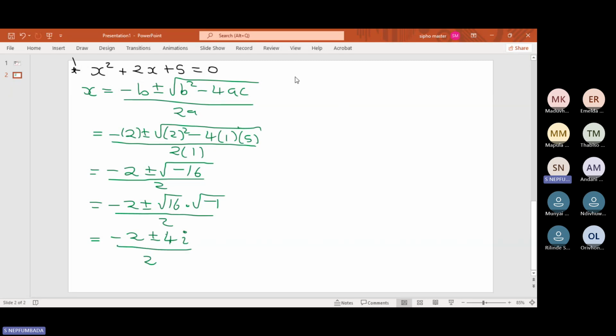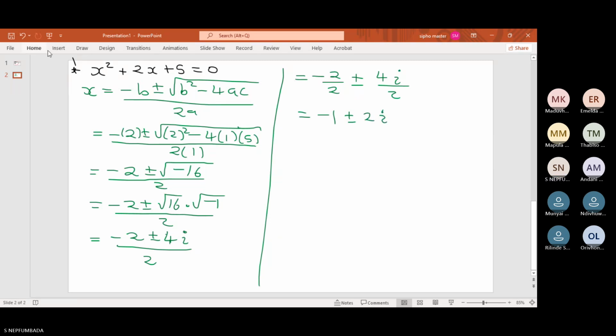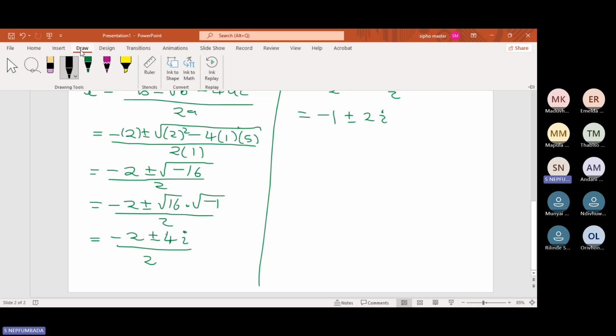So when we proceed, you will see that indeed this 2 on the denominator is going to divide everything on the numerator. Are we fine? Yes. Then we get negative 1 plus or minus 2i. Do we have any question?